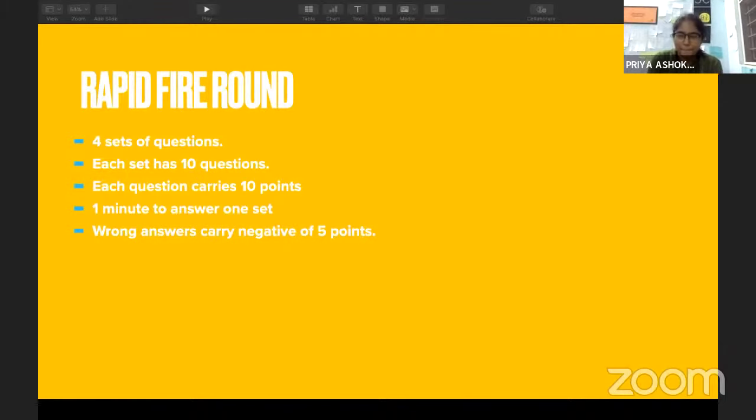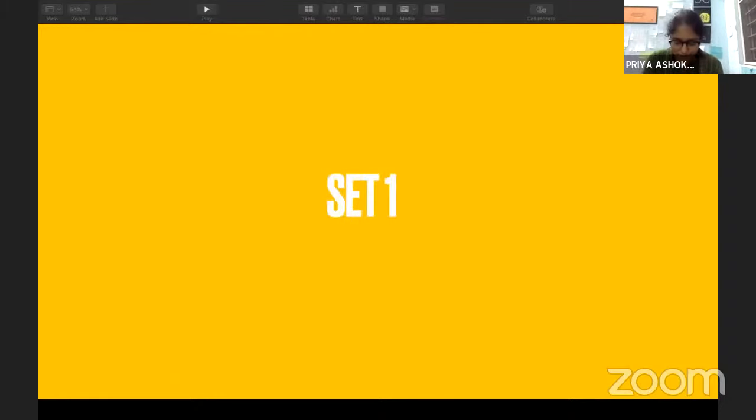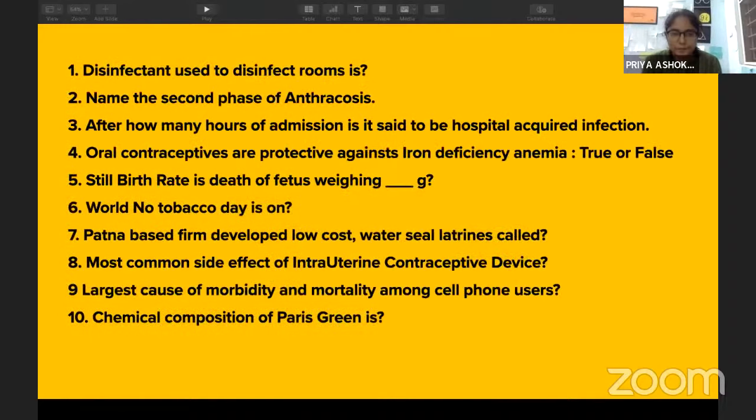No doubts. Fine. So I'll start set one. Okay, fine. 3, 2, 1. Here's your set. First is hydrogen peroxide. Second is pneumonia. Third is 72 hours. Fourth is true. Fifth is 500 grams.